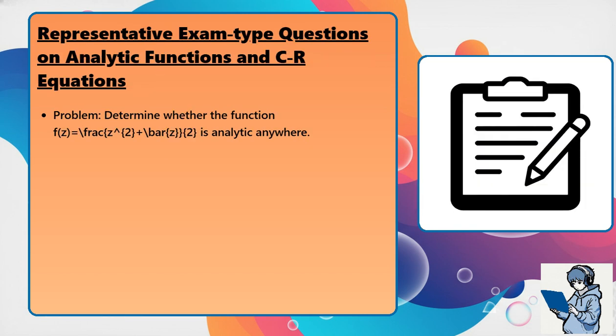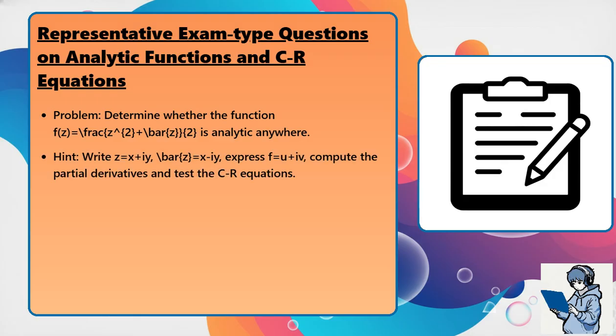Problem: determine whether the function f(z) = (z² + z̄)/2 is analytic anywhere. Hint: write z = x + iy, z̄ = x − iy. Express f = u + iv, compute the partial derivatives and test the CR equations.